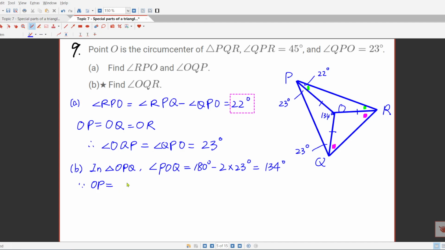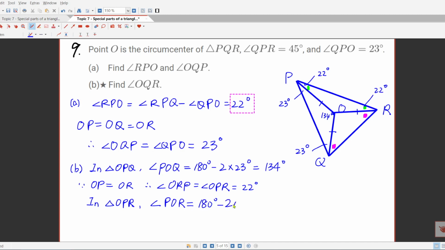Okay, that's right. Since OP equals OR, then we have angle ORP equals angle OPR, which is also 22 degrees, right? And in triangle OPR, you can find this angle here, right? Angle POR equals 90 degrees minus twice of 22 degrees, which is 136 degrees, right? So this angle here is 136. This is point O. Then of course you can also find this angle here, right?